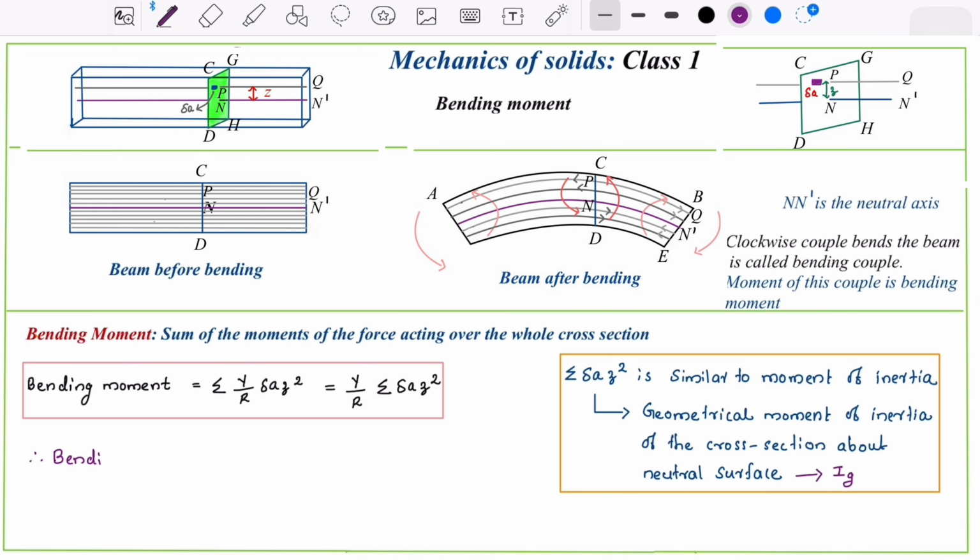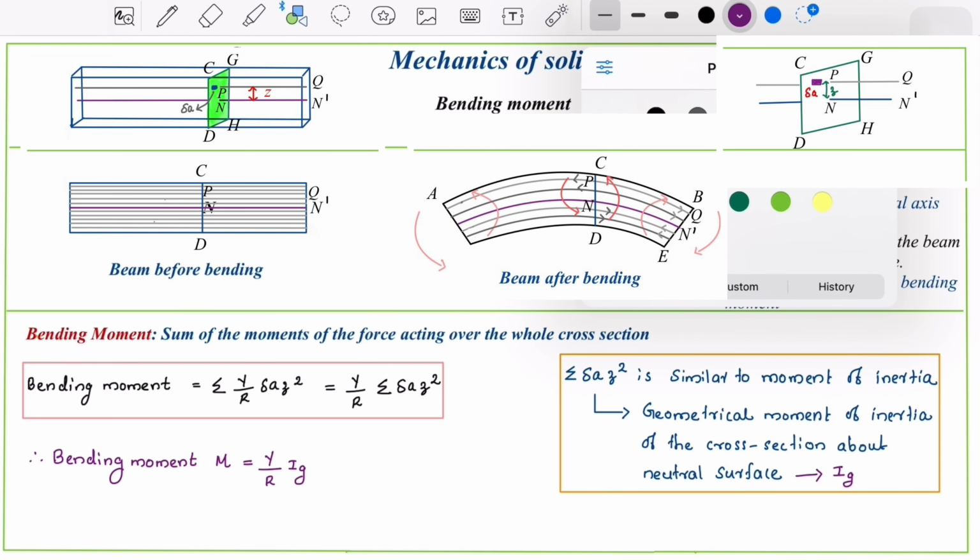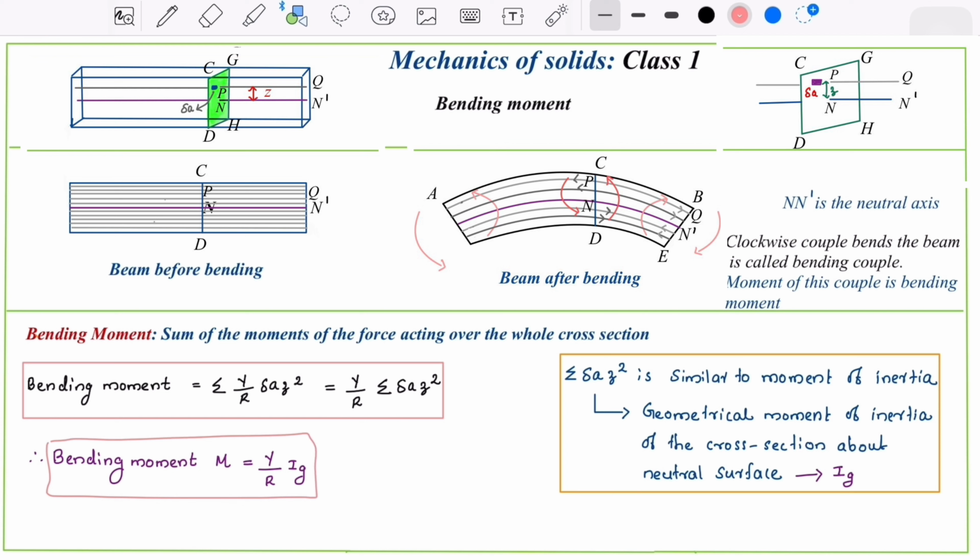Now here the sum over delta A z square is the geometric moment of inertia of the cross section about the neutral surface, and we are representing it as Ig. Therefore the bending moment M is equal to sum over Y by R delta A z square. Y and R are constant, so you can take them outside. So M is Y by R sum over delta A z square, that is Y by R into Ig. This is the expression for the bending moment.